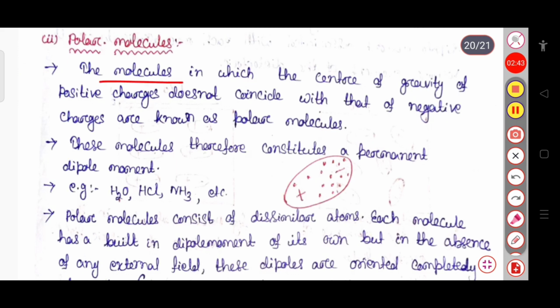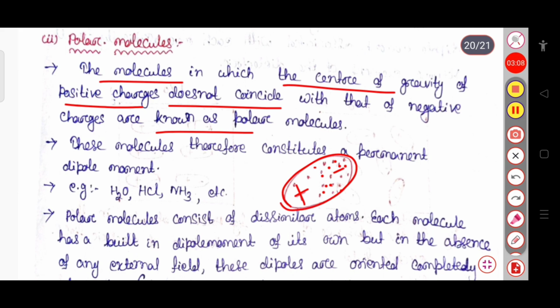The molecules in which the center of gravity of the positive charges doesn't coincide with that of the negative charges are known as the polar molecules. In this diagram, suppose this is the positive charge and these are the cloud of electrons. The positive charge will be displaced from the negative charges and form an electric dipole. This is the case for polar molecules. These molecules therefore constitute a permanent dipole moment.